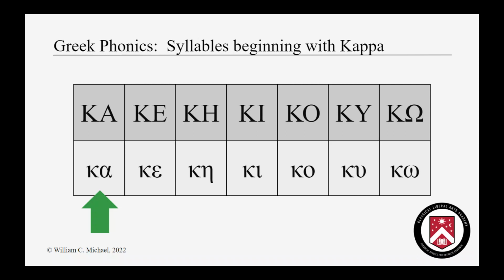Now syllables beginning with kappa. Ka, ke, ke, ki, ko, ku, ko.